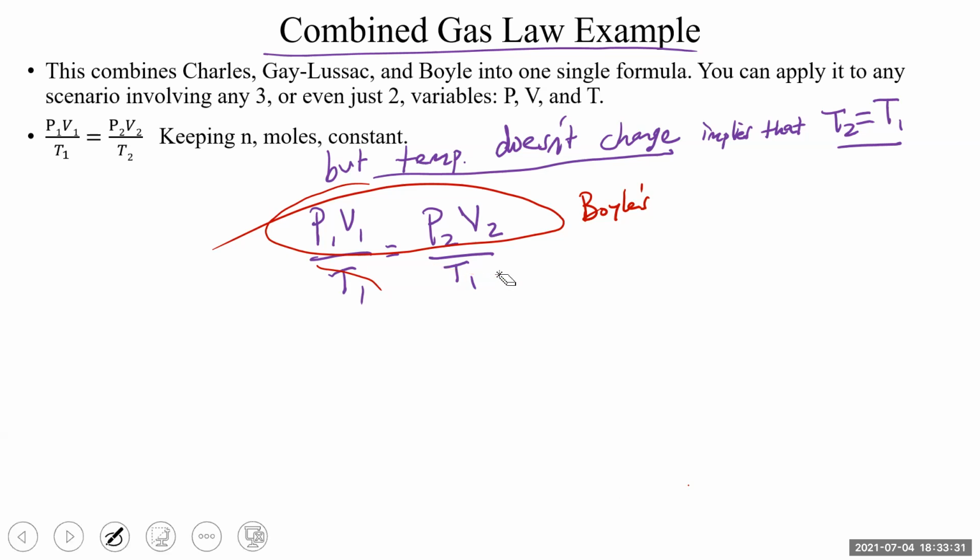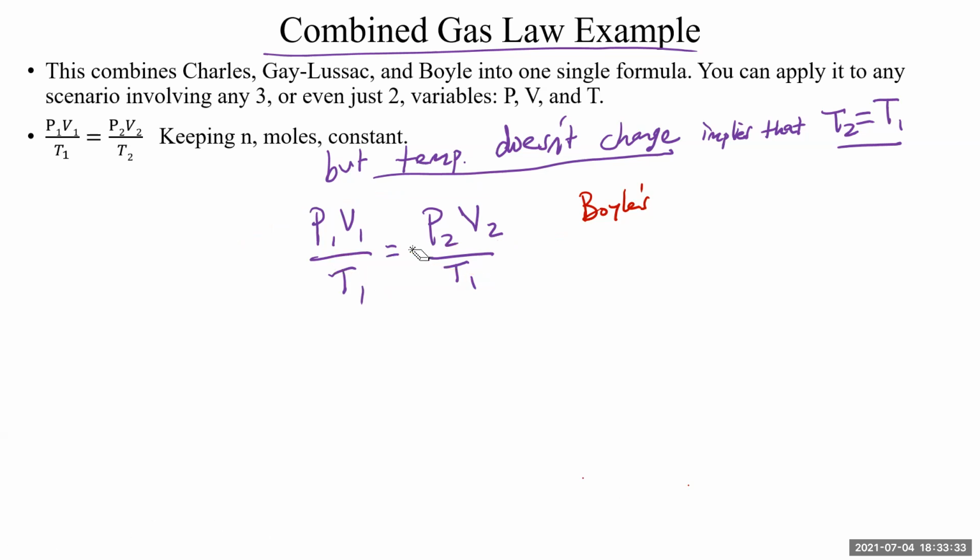And this works with any other variable as well. If, for example, you keep the volumes the same, then V1 equals V2, and they cancel out. Whichever variable stays the same cancels out, and you're left with one of the simple gas laws, the named gas laws. Let's do an example, though.